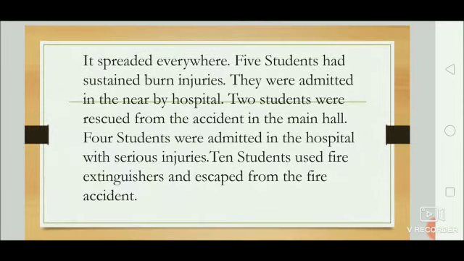Probably when you say 5 students had sustained burn injuries, for long-term injuries you can say sustained, and they were admitted in the nearby hospital. 2 students were rescued or saved from the incident in the main hall. 4 students were admitted in the hospital with serious injuries, and 10 students used fire extinguishers and escaped from the fire accident. So this is how you are going to write for that.